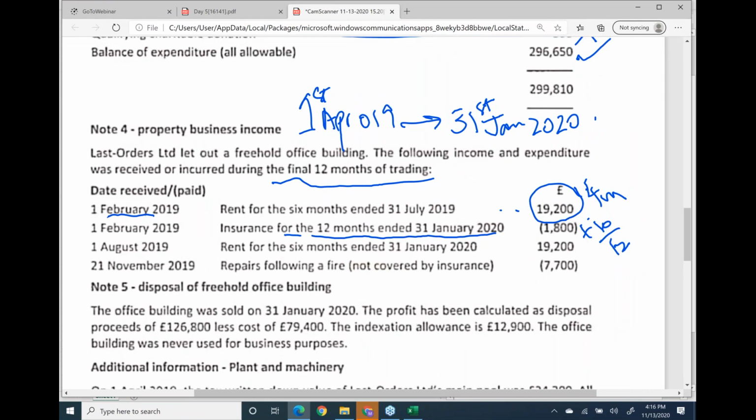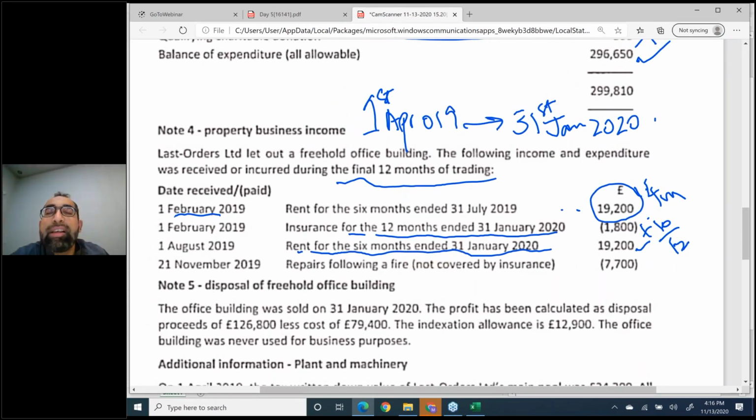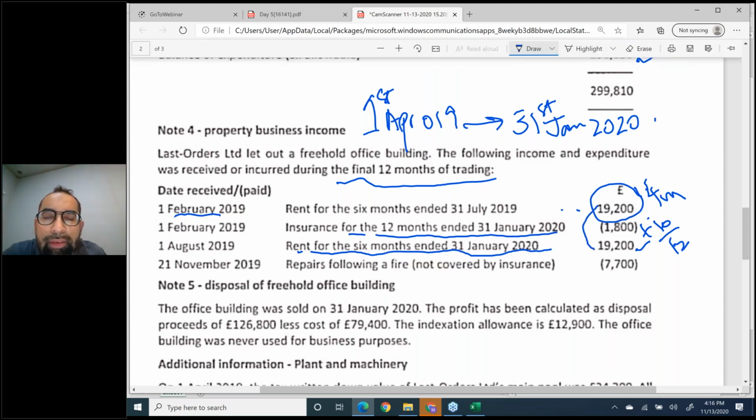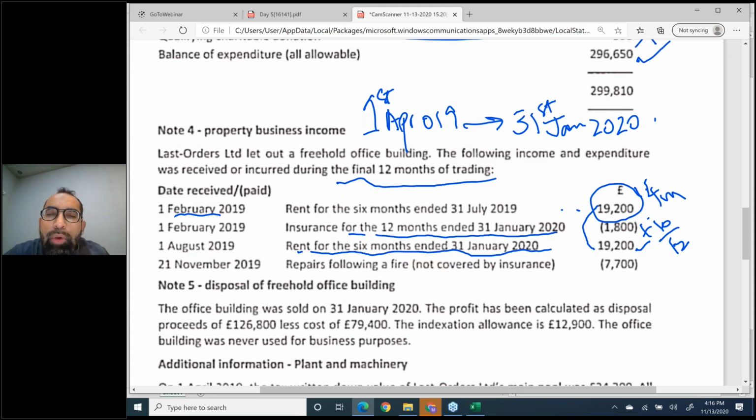Then on 1st August 19, we received rent for the 6 months ended 31st January 2020. Yes, this 19,200 exactly belongs to our 6 months of the accounting period. So in short, you can also do it like this. If you add these two 19,200 amounts, you will get 12 months rent, and then you can multiply it by 10 upon 12. So exactly you will get 10 months rent. This is one way you can do it as well.